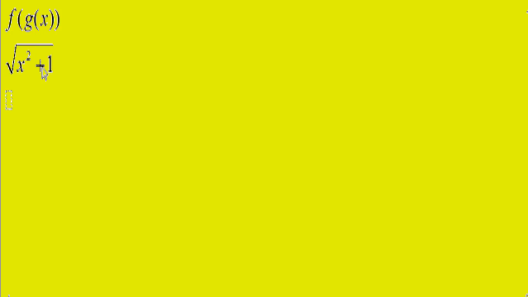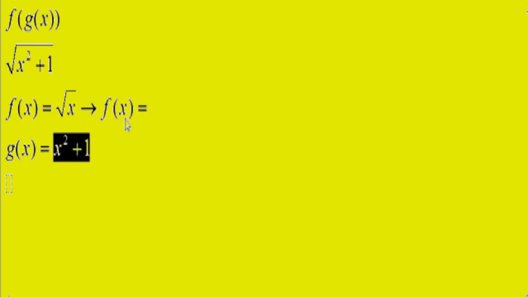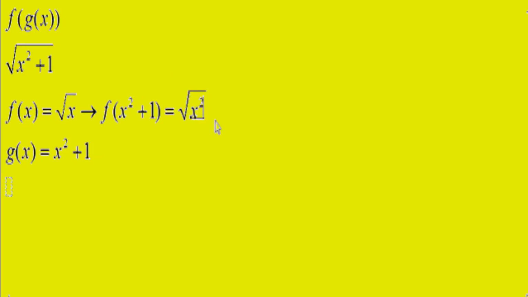So in this case, your f of x is the square root of x, and your g of x is equal to x squared plus 1. And then when we put g of x into f of x, it becomes the square root of x squared plus 1, and that's a composite function.